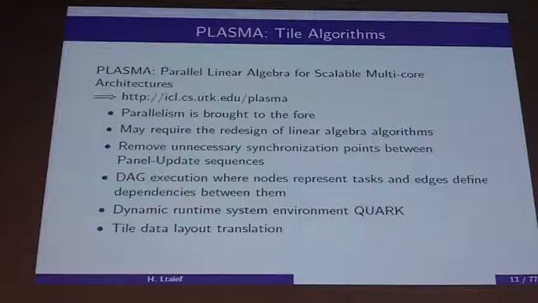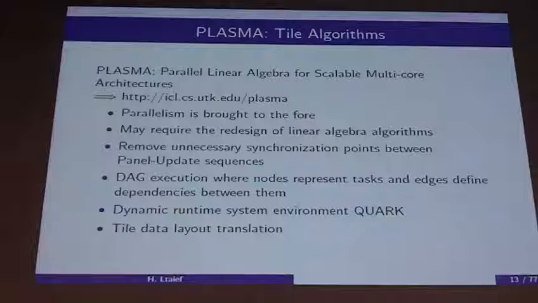And what you can then look at the new algorithm as a DAG, basically a directed acyclic graph, where the nodes represent tasks and edges define dependencies between them. So we use a dynamic runtime system here called QUARK, which is shipped within Plasma. This runtime basically looks at the different tasks being queued and just schedules them on the available computational resources. And for that, we had to go for a tile data layout translation.